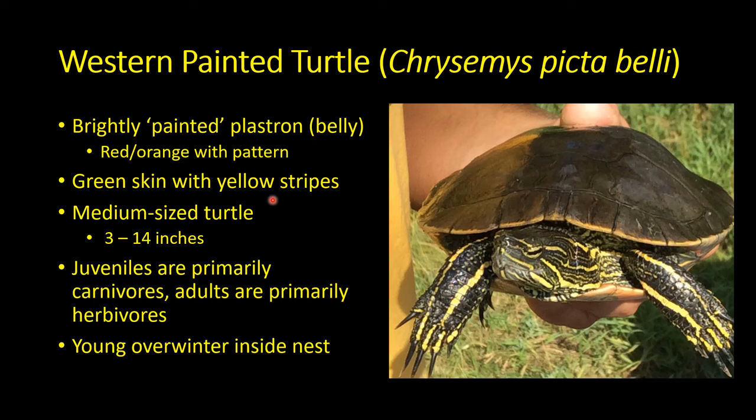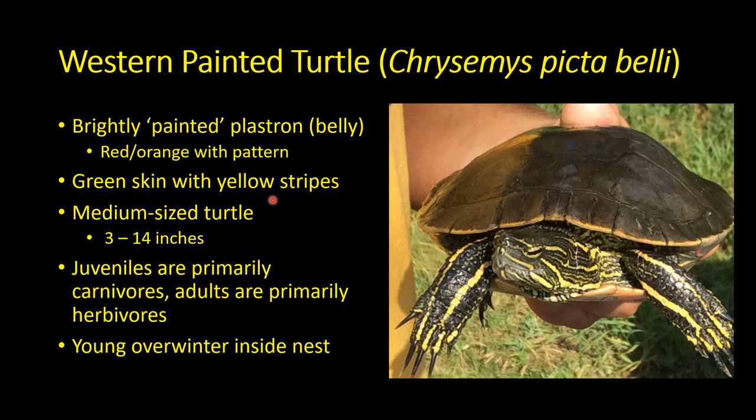Their skin or scales on their head, neck, and limbs are green to black. They've got yellow stripes. They're a medium-sized turtle. Certainly not a small turtle, but they're not the largest in North Dakota. They can get 14 to 16 inches long. The females tend to be on average larger than the males. Juveniles are primarily carnivores, and adults then sort of shift their diet and incorporate more plant material.